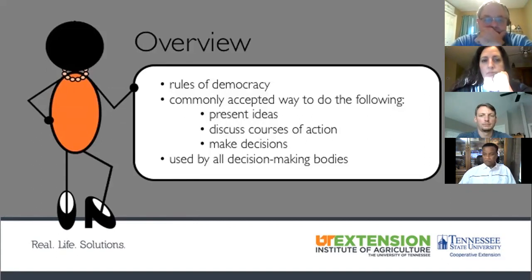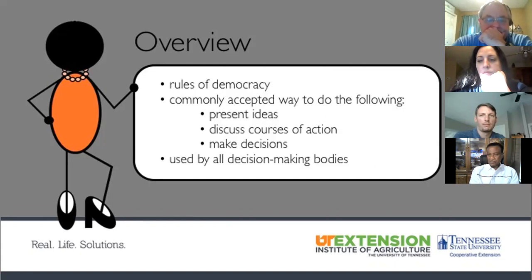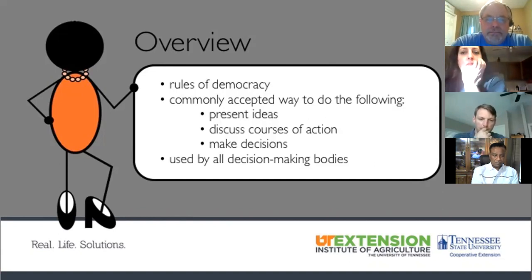So just as an overview, with parliamentary procedure, it helps to enforce our rules of democracy. You know, living in our country where we have a democratic type government, most of our societies and associations that we work with go off that same basis of democracy. There are some commonly accepted ways to do the following: present ideas, to discuss how we're going to take action on those, and then make decisions. And in all decision-making bodies, we have some form of rules that we follow. Now, for most of our organizations, it's typically Robert's Rules of Order. When we get into some government bodies, they have their own set of rules, but they're also based off the premise of Robert's Rules of Order. And one of those ideas is that the majority rules. So everyone gets to vote that's allowed in that group if they're a member, if they're a participant, and then the majority makes the decision.